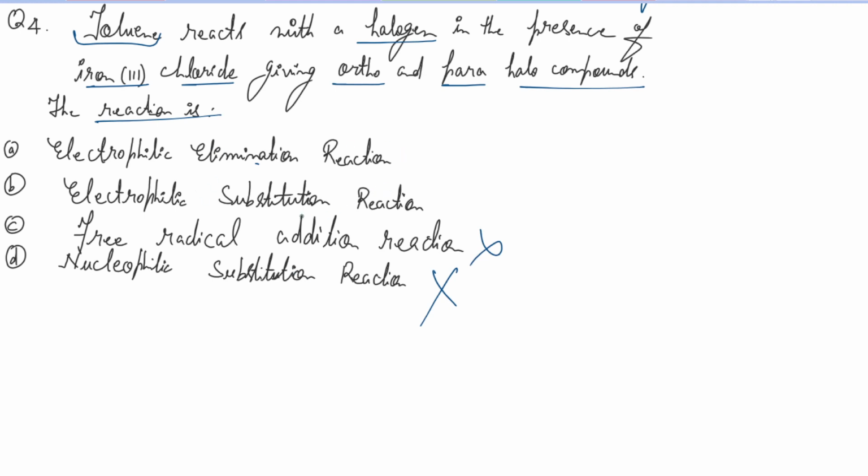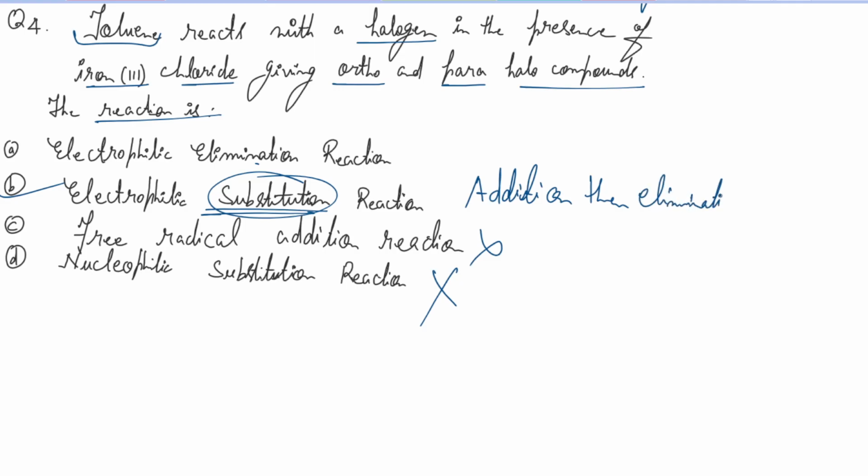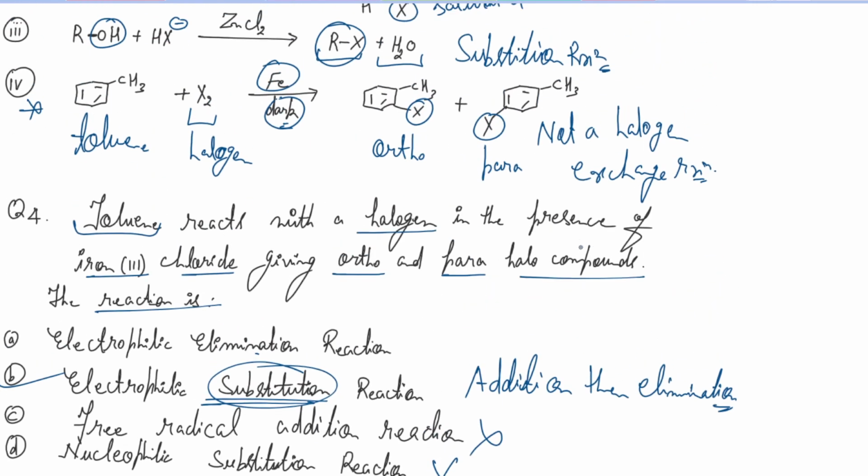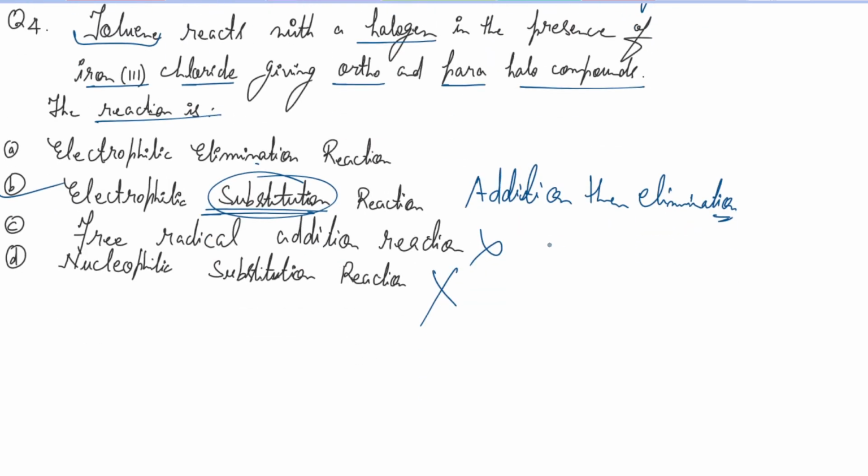Electrophilic elimination reaction or electrophilic substitution reaction. Substitution reaction is a possibility, and definitely it should be there, because in the electrophilic substitution reaction, there is addition followed by elimination. This kind of thing is present in the substitution reaction. So this reaction is an example of the electrophilic substitution reaction.